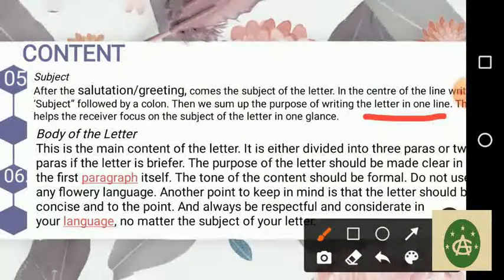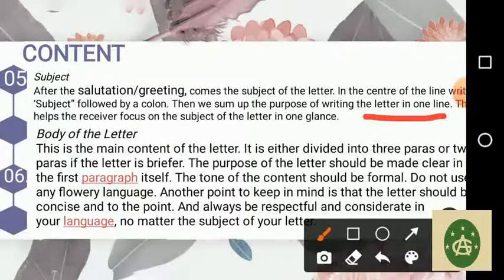Just in one glance, just in one look, the person who's receiving the letter will understand why this letter is written. What is the purpose of writing this letter? Then we don't need to read two, three, four paragraphs. We just look at the subject and we'll find out why this letter is written.